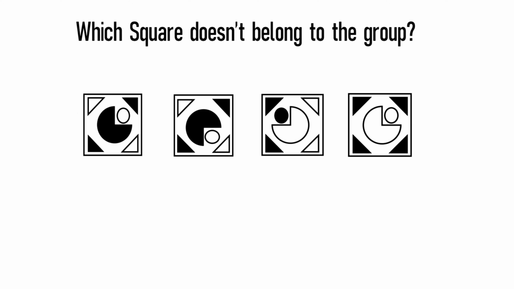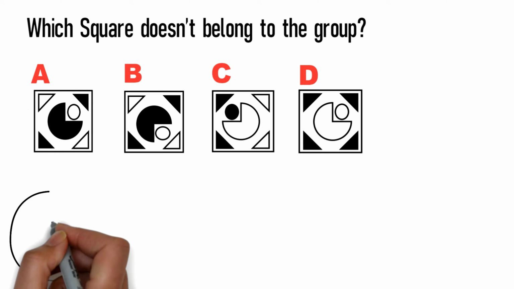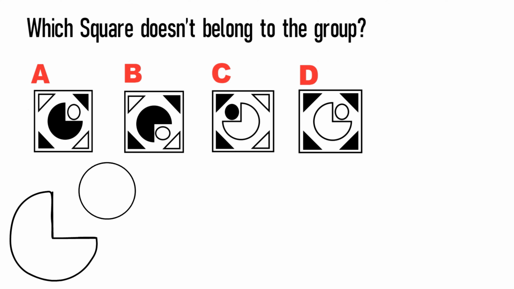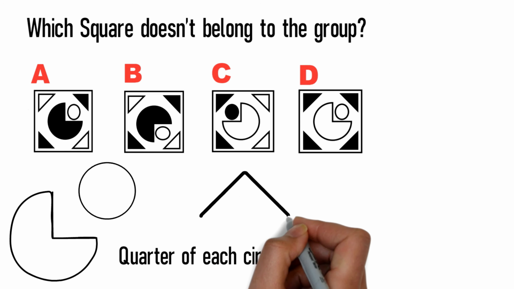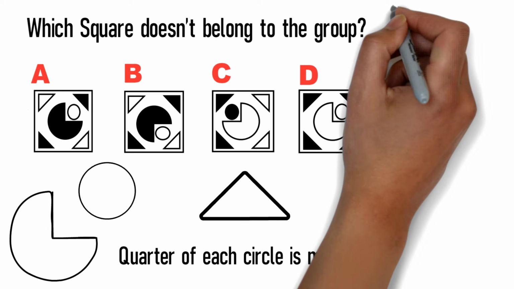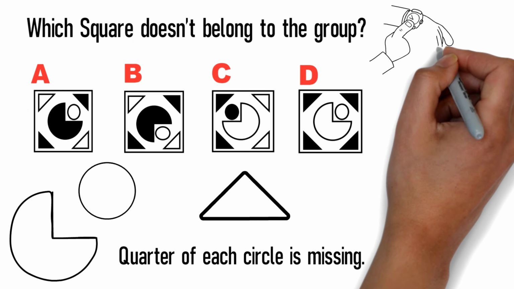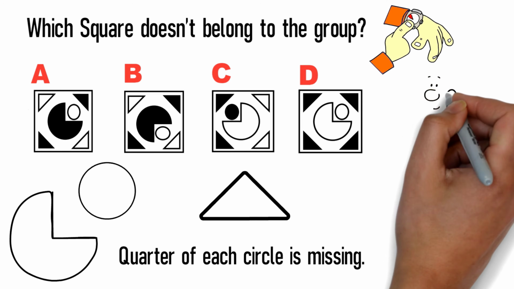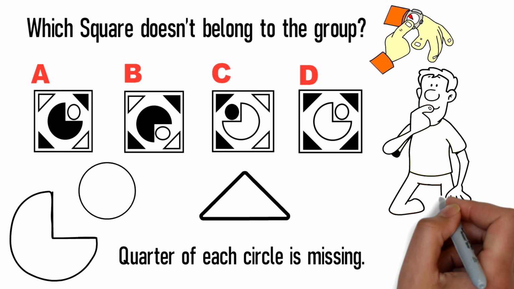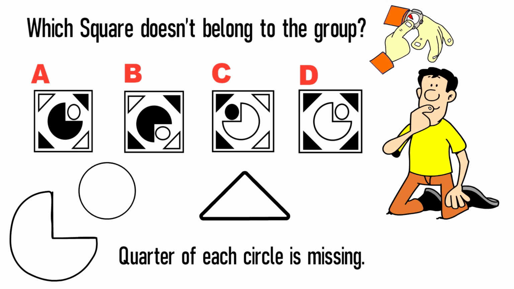You're presented with 4 different squares, choices A, B, C, and D. Each square contains 2 circles inside. In the large circle, a quarter of each circle is missing, and instead replaced with a small circle. All squares also have triangles in the corners. Give yourself 5 to 10 seconds to see if you can come up with the answer. Do you see the answer? Let's continue to see how we can solve this challenge and get to the correct solution together.